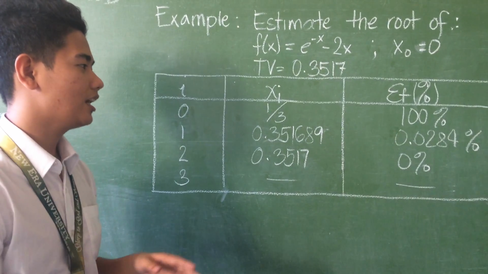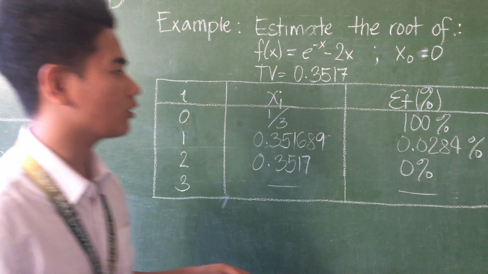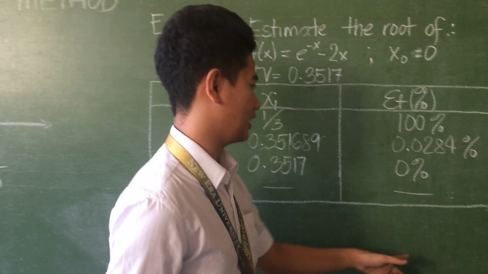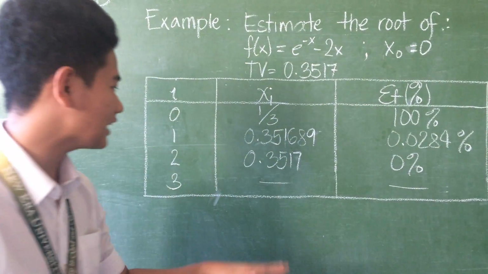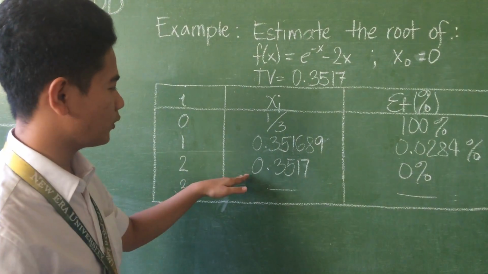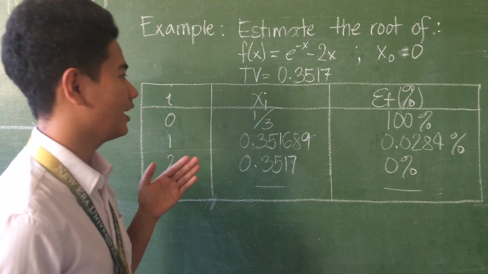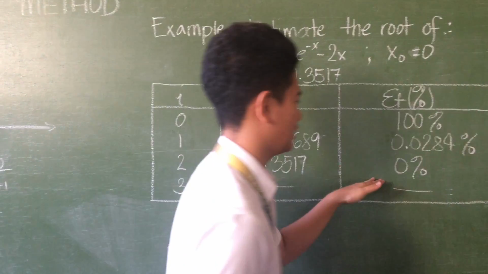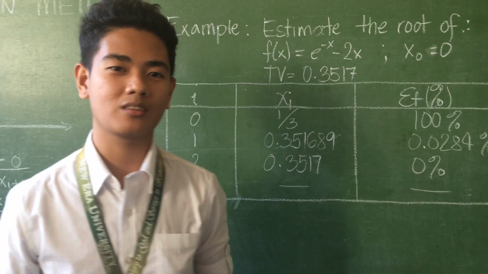0.351689, which has a relative error of 0.0284%. Now, if we continue the iteration, we will get the value 0.3517, which has a relative error of 0%. That's how the Newton-Raphson method works.